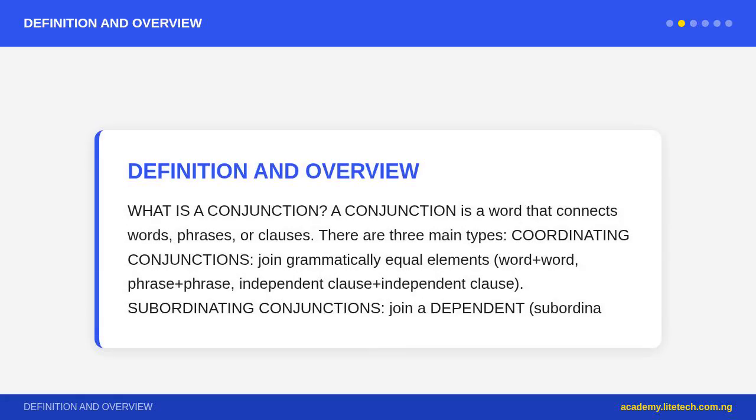Nor, negative addition, used after neither or after a negative clause. He does not eat meat, nor does he drink alcohol. But, contrast. She is intelligent but lazy. I tried my best, but I failed. Or, alternative or choice. You can study now or later. She will pass or fail.